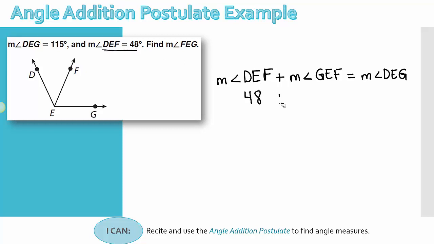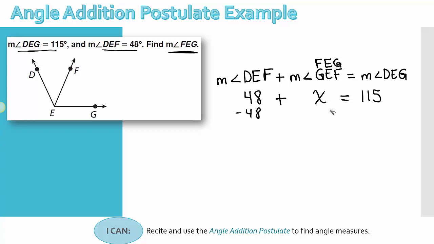So 48 plus the measure of angle GEF, or that could also be called FEG. Do I know that? No, that's what they want us to find. So I'm going to call that X. And then the measure of angle DEG, I know that. That is 115. So now I can find my missing angle.